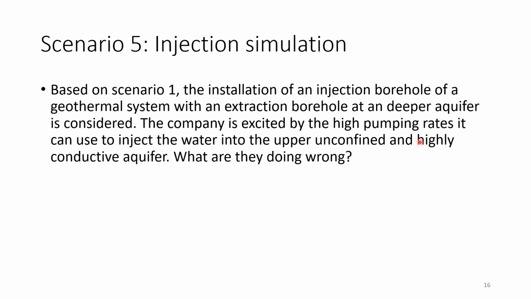Imagine you have a borehole for geothermal energy at a deeper aquifer where you get higher temperatures, but for whatever reason, you usually don't do that because you inject back to the aquifer where you extracted it. But let's say here you want to inject the water in the shallow, unconfined upper aquifer system of this rather conductive aquifer, which is good because it allows you high pumping rates. So let's see what's going wrong.